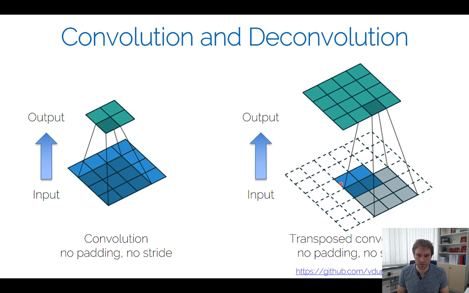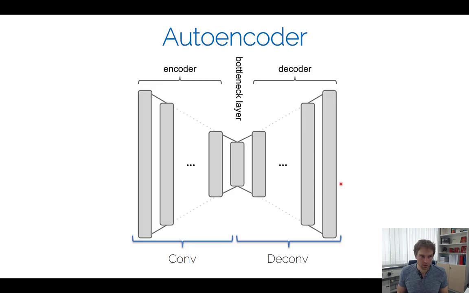I don't have a strong preference. Most of the time I will just say it's a deconvolution, but that's just because I got used to it, but it's not like the other terms are necessarily wrong. Yeah, with these building blocks, with convolutions and deconvolutions, you can devise architectures such as autoencoders.